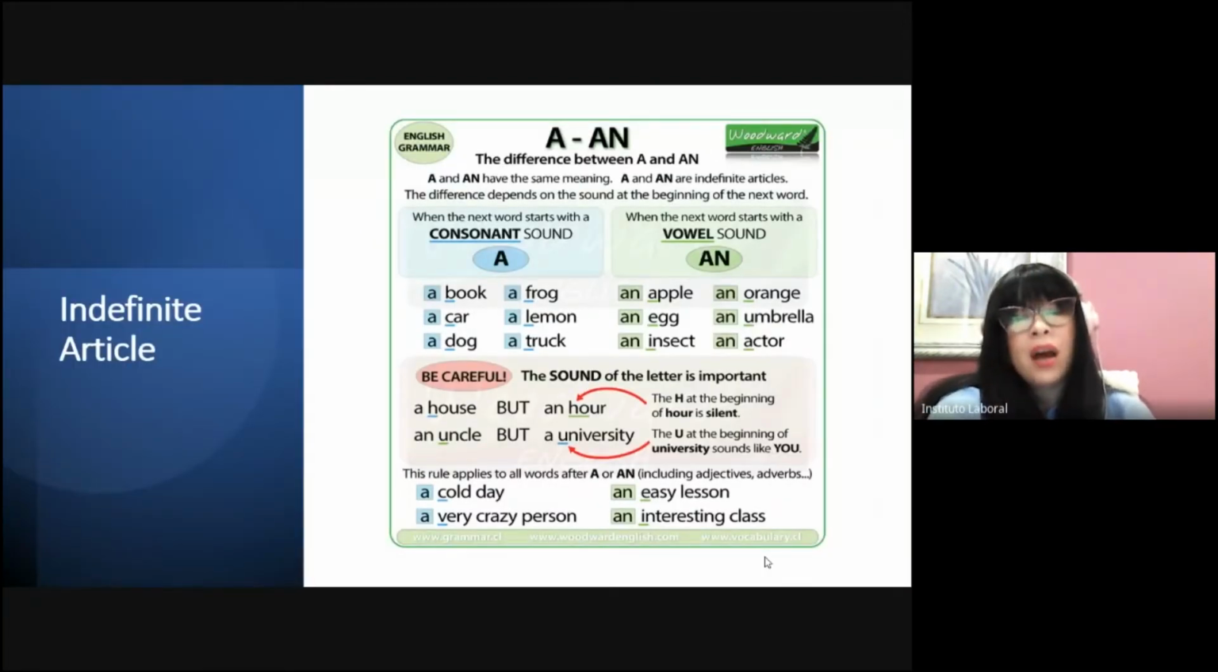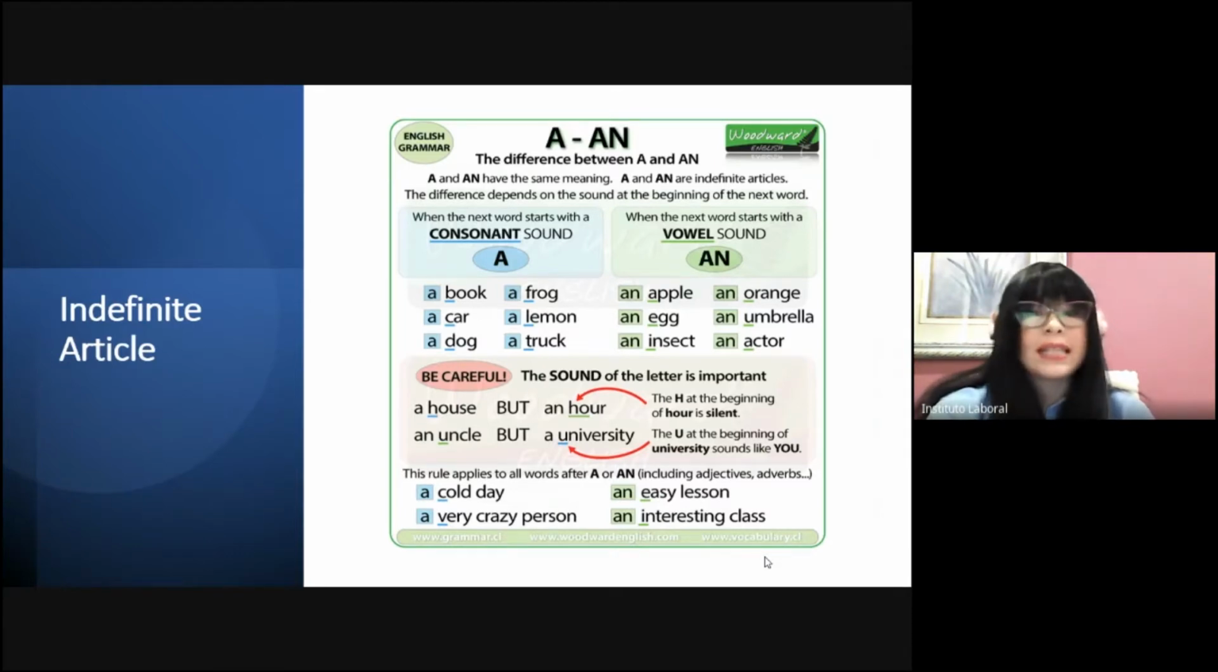The indefinite articles in English are the words a or an. The difference between a and an depends on the sound of the first letter of the noun. A and an have the same meaning: una, uno in Spanish. A and an are indefinite articles, so they do not name something specific. The difference depends on the sound at the beginning of the next word.